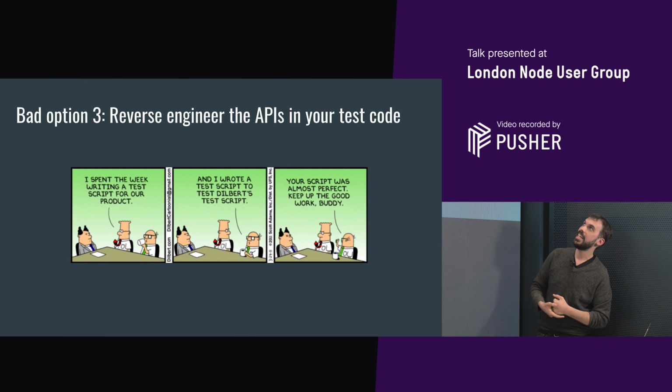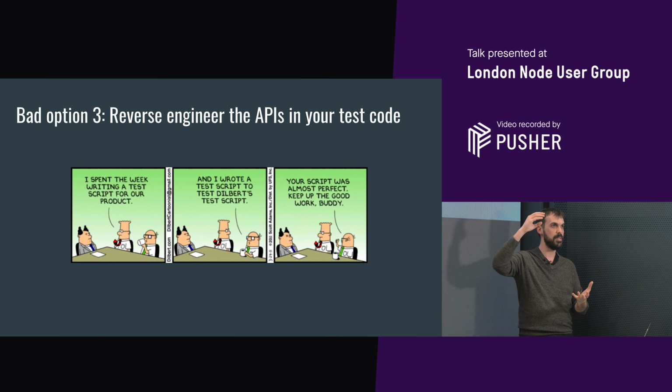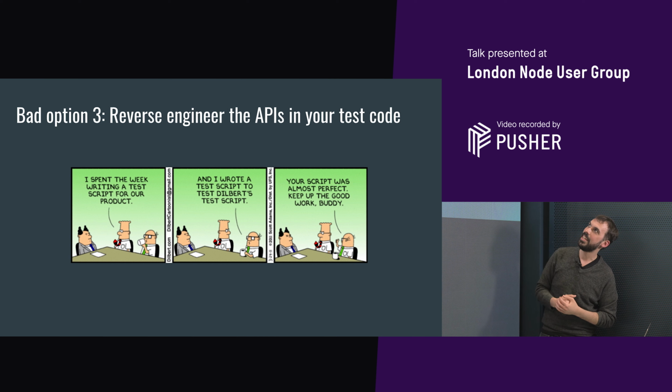So bad option 3 is reverse engineering the APIs in your test code. As always, there's a Dilbert for everything. I spent the week writing a test script for our product. How many of you have ever written test code that actually winds up being longer than the code you're testing? Yeah, tons of hands. And I wrote a test to test Dilbert's test script, and your script was almost perfect. Keep up the good work, buddy. So one-upmanship exists as well in reverse engineering.